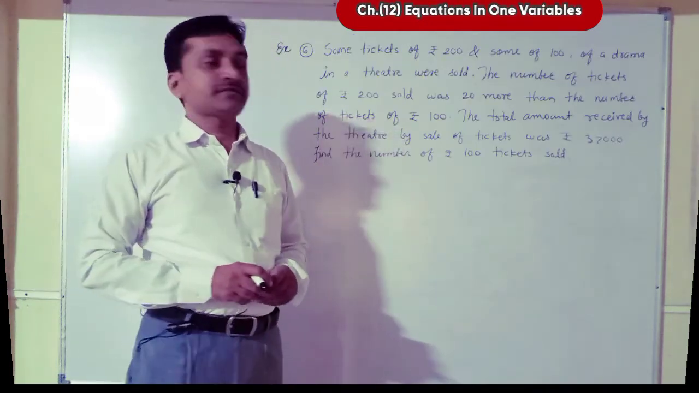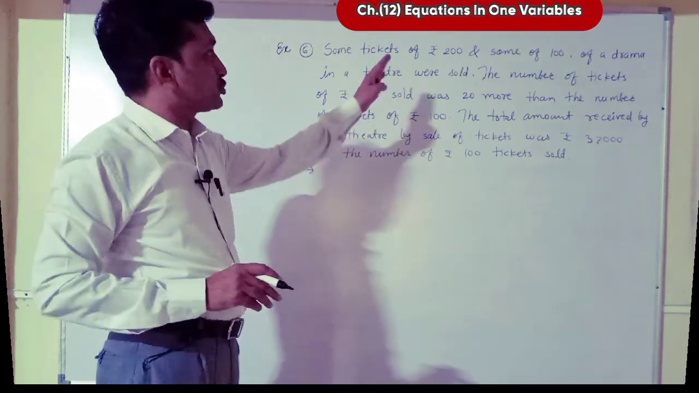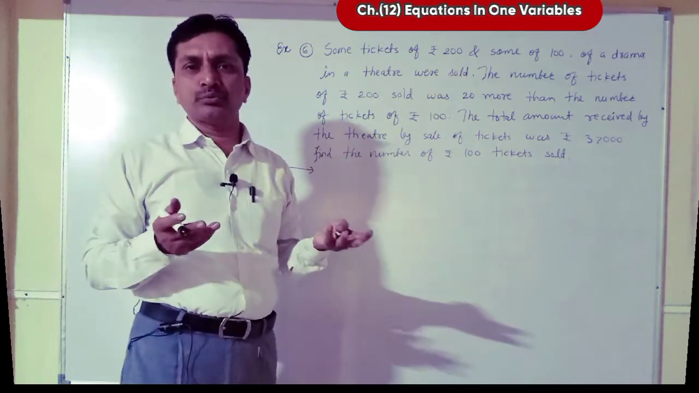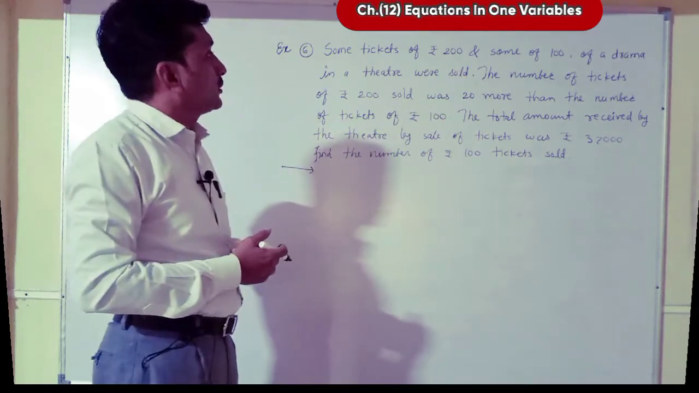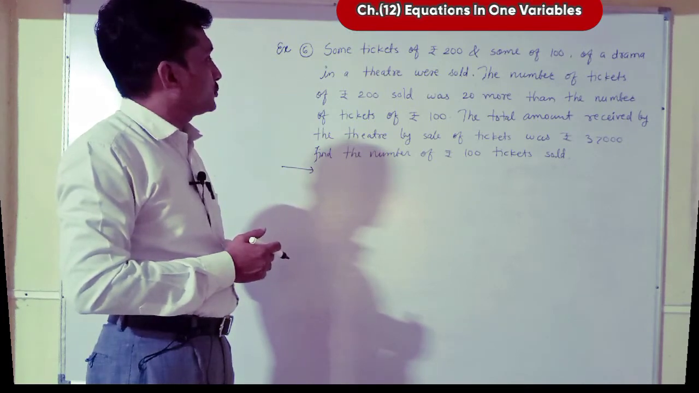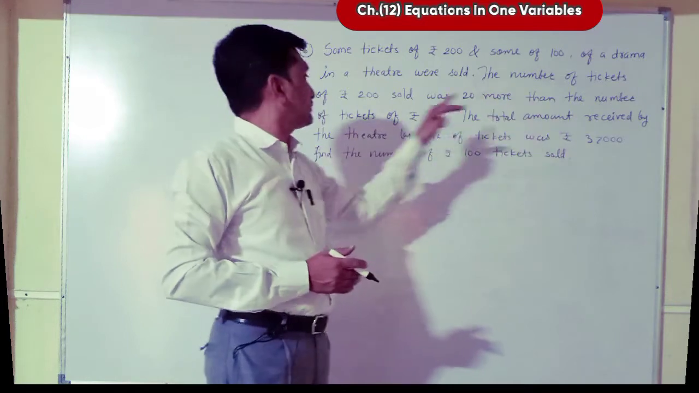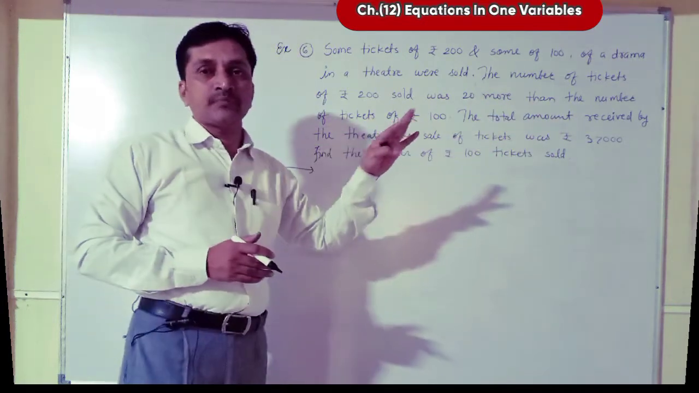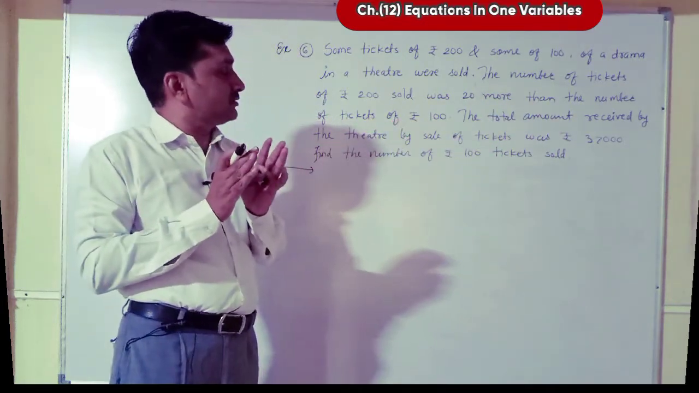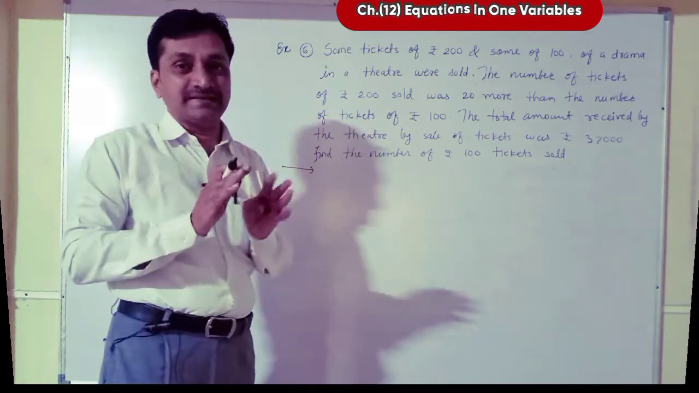Dear friends, now let's see example number 6. Some tickets of rupees 200 and some of rupees 100, we don't know how many, for a drama in a theatre were sold. The number of tickets of rupees 200 sold was 20 more than the number of tickets of rupees 100. So the number of tickets of rupees 100 were less.